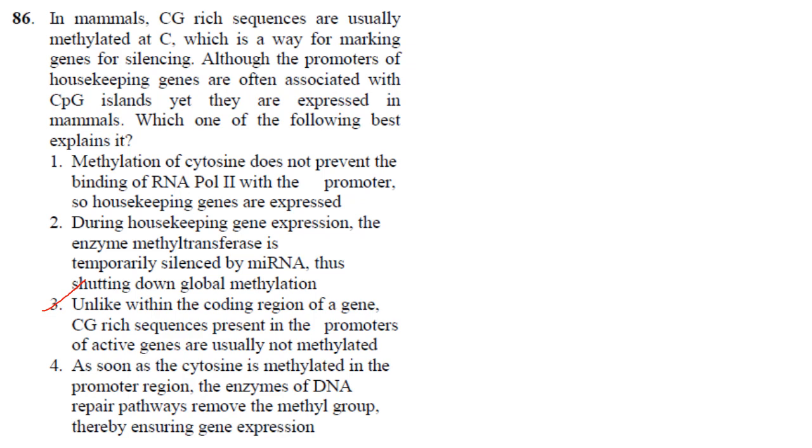Then next one. In mammals, CG-rich sequences are usually methylated at C, which is the way for marking genes for silencing. Although the promoters of housekeeping genes are often associated with CpG islands, yet they are expressed in mammals. Which one of the following best explains it? So housekeeping genes, they are expressed in all the cells. So unlike within the coding region of a gene, CG-rich sequences present in the promoters of active genes are usually not methylated. So answer is option 3.